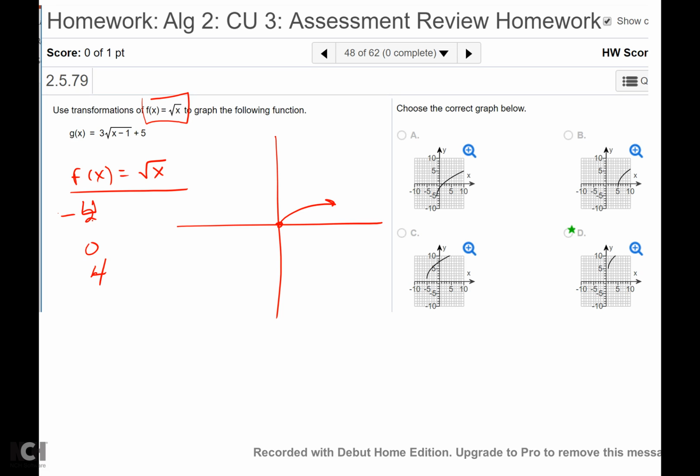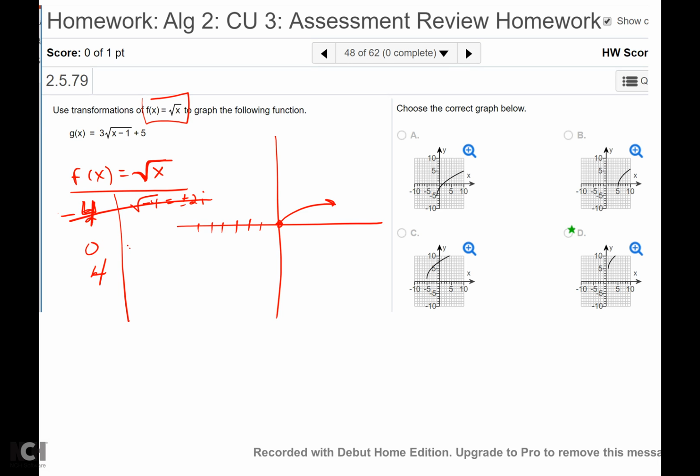Let's pick negative 2, 0, let's pick negative 4, 0, and 4. And the only reason I'm picking 4s is because I want to pick a perfect square, otherwise it's going to be nasty. Alright, so if I plug in negative 4 for x, I have the square root of negative 4, which is actually plus or minus 2i. It doesn't exist because you can't take the square root of a negative, which is why there's no graph over here on the negative side anyway.